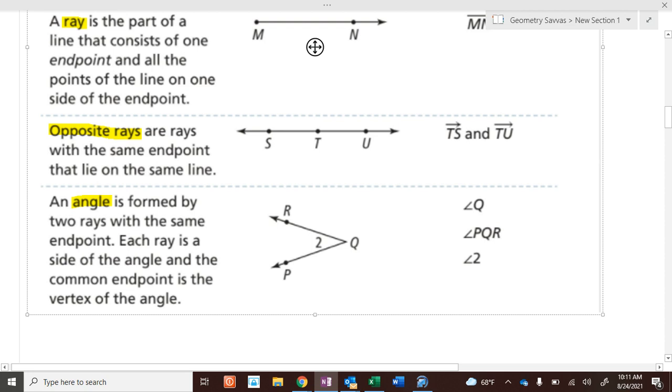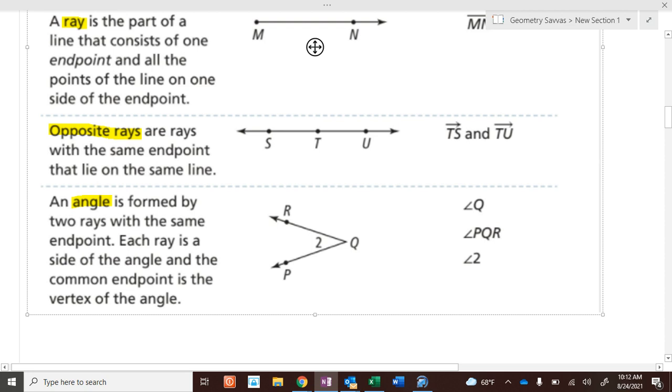And then with an angle, there's various ways to name an angle. You can use just the vertex, a number inside of it, if it has a number there, or you go from one side to the other side, so PQR or RQP. You cannot name this angle RPQ. You always have to have the vertex in the middle when you name an angle. Now, if there's two angles at the same spot, then you can't just say Q because you don't know which angle you're talking about. Okay? So, you gotta be careful there.